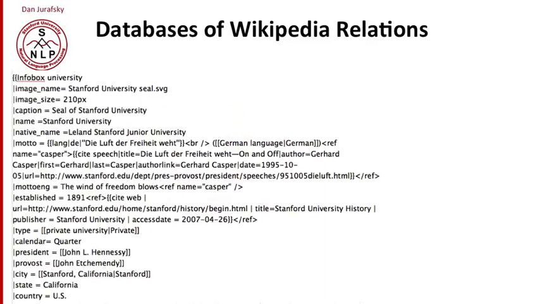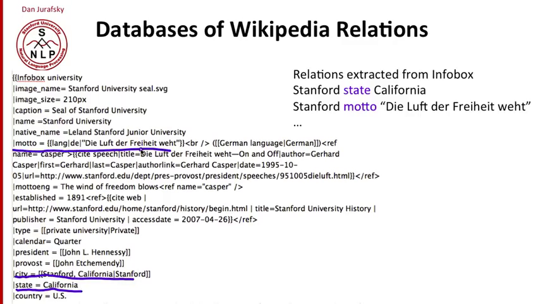And if we look at the source for this, we can see the actual info box. And here, for example, we can see that the city of the university is Stanford, the state is California, and the motto, Die Luft der Freiheit weht, and so on. And so we can extract these relations directly out of the info boxes. The relation state, the relation motto, holding between Stanford and California, or Stanford and the motto.